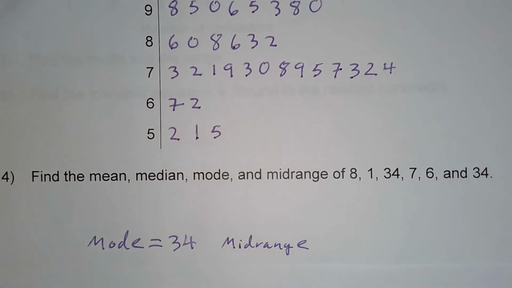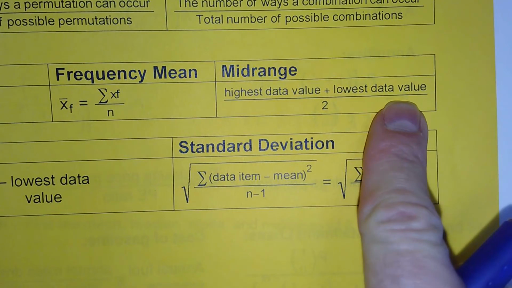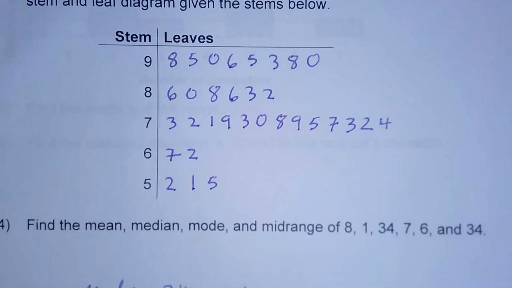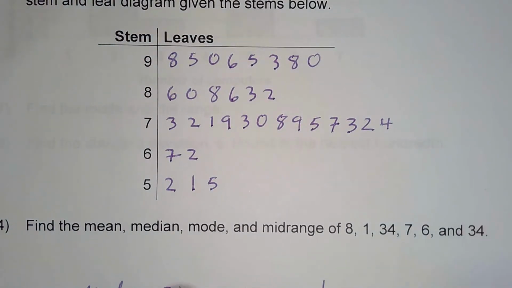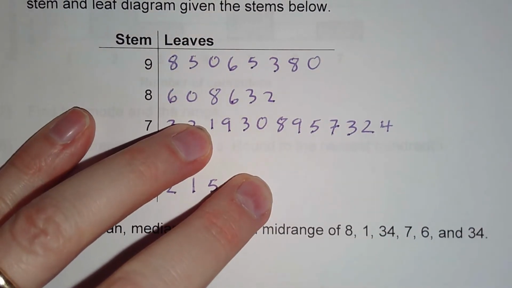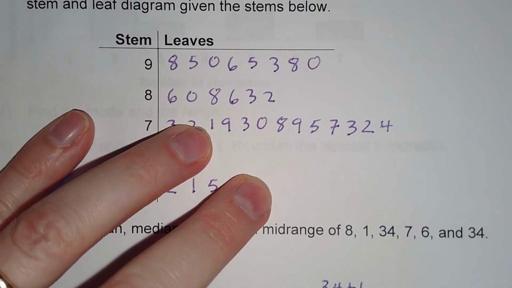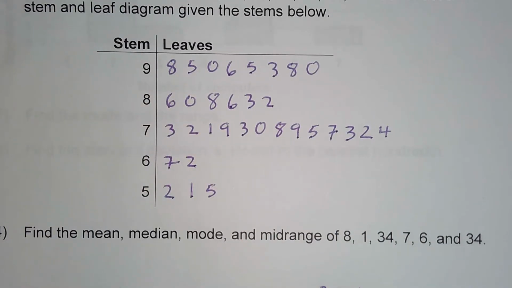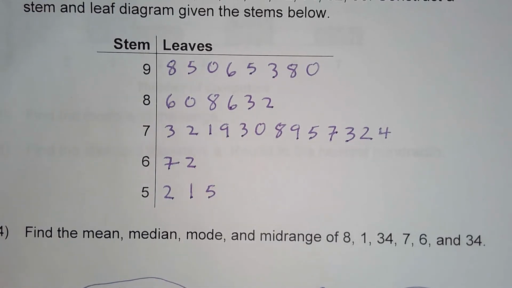You can always look this up on your formula sheet if you forget about the mid-range. It's the highest data value plus the lowest data value divided by 2. The highest data value is 34. Lowest is a 1, so I'm going to take 1 plus 34. That's 35 divided by 2, and that would be 17.5. So we already have the mode, and we already have the mid-range.